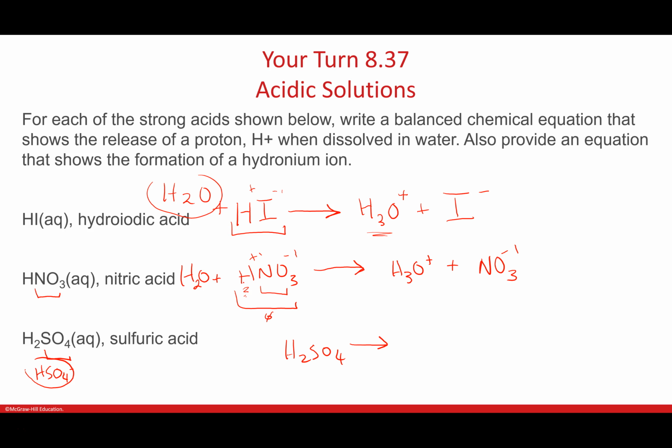So H3O, yep, plus. Yep, HSO4. And it's a -1. Yep, -1 charge. And then I'm going to go ahead and put my rider water molecule over there on the reactant side. Very good.